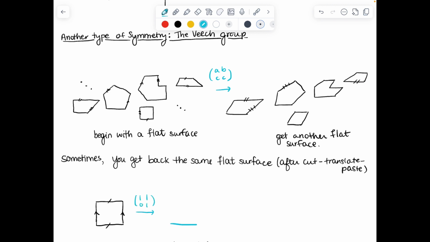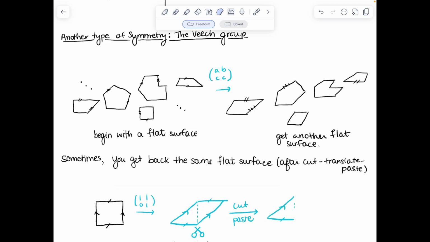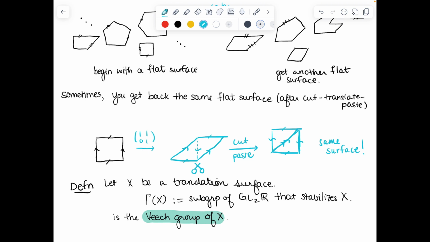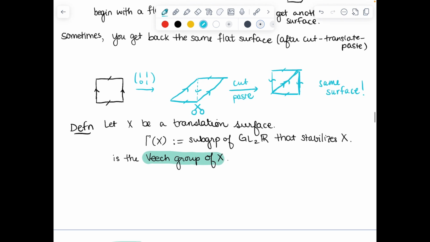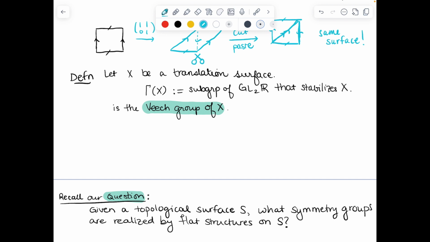The most familiar example of this is if you start with a square torus, apply a shear, and then cut, translate, paste, which doesn't change the flat surface. You see that you get the same flat surface as you started with. Here my copy-pasting isn't as good as I would like, but if you marked that cut edge with a tilde, you would see that we have the same surface. So the group of linear transformations that give you the same flat surface that you started with is called the Veech group.